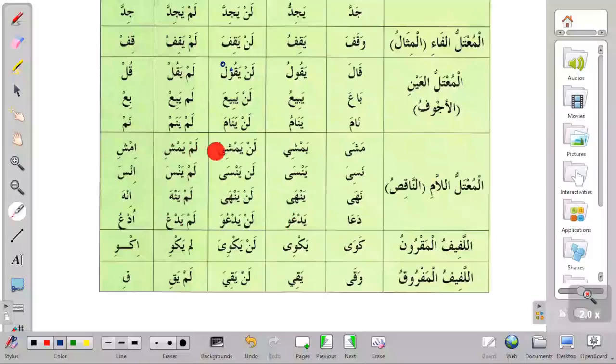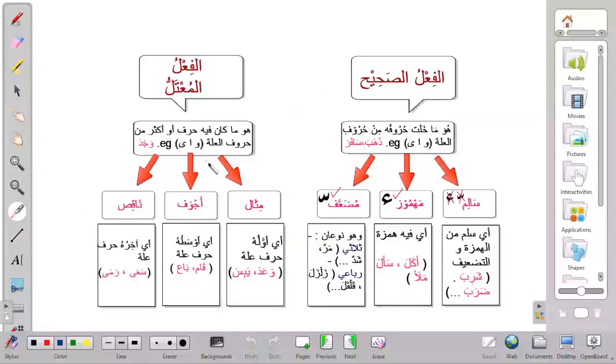Lam yamshi. The harf al-illa will drop. In the amr, it is imshi, insa, inha, or in uduhu. Now we come to the last two. So that is it. That's the simple breakup for the misal, ajwaf, and the naqis.